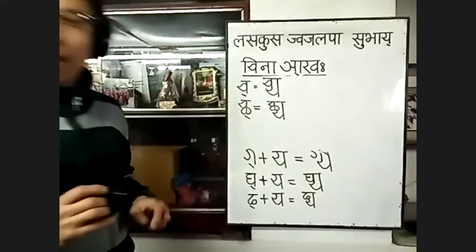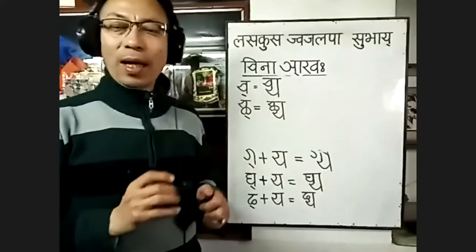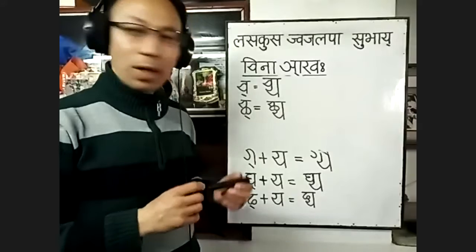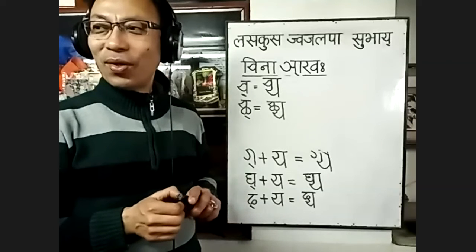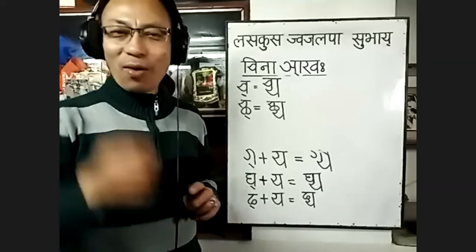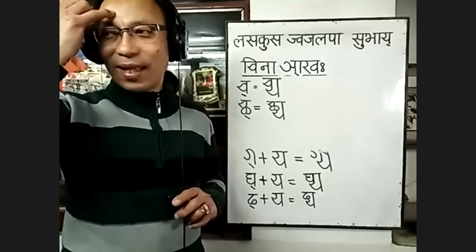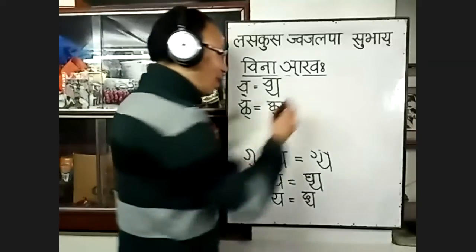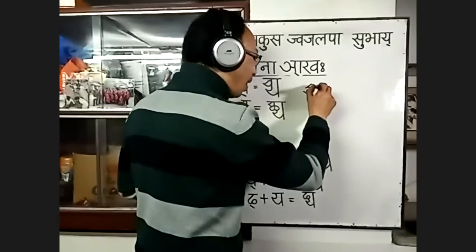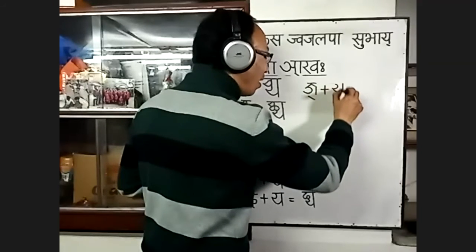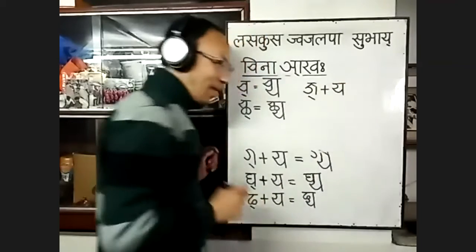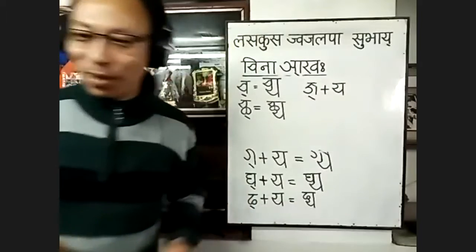Now, if you can write to me the Ja. Can you write Ja? I want to see how you write. The Ja and the Yo. Okay, you try it.